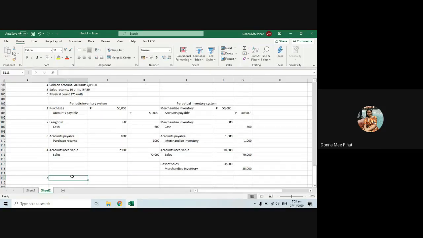Okay, so number 5. Sales returns, 10 units at 50. Oh, sales returns, you debit sales returns, not accounts payable, since it was returned. And for perpetual, you credit accounts receivable.